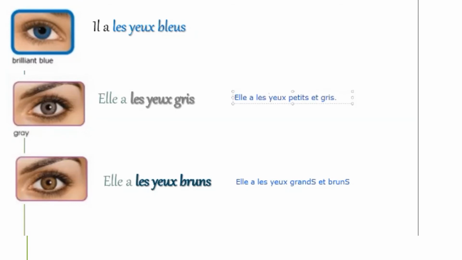Everybody seeing what's happening here? So for the hair, it is length, color, and texture. And for the eyes, it is size, then color. Everybody see that? Everybody following me? Yes, miss. Beautiful. All right.